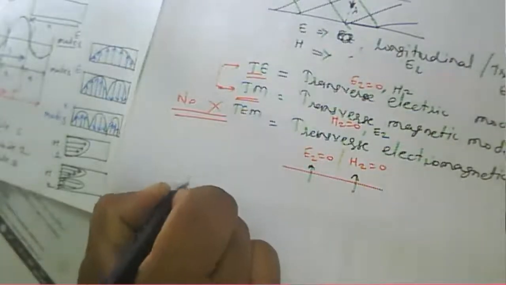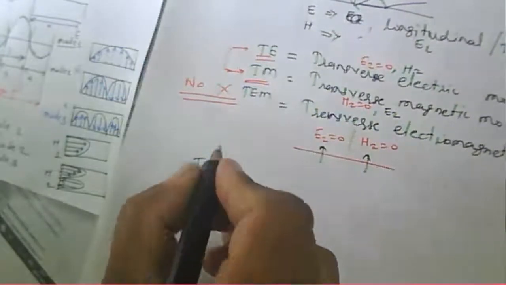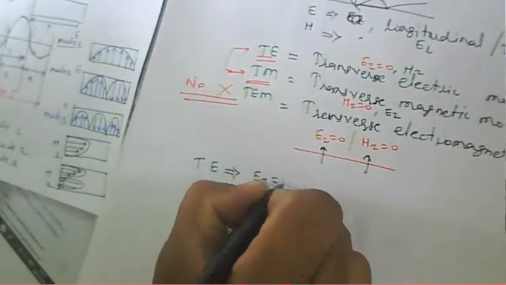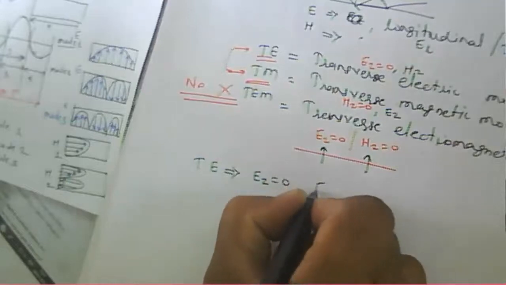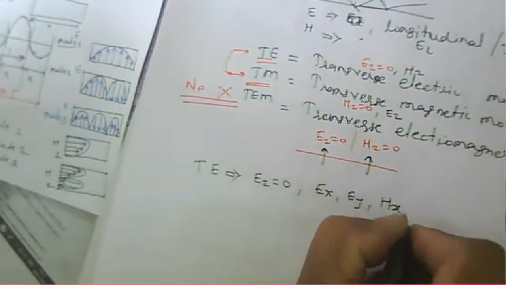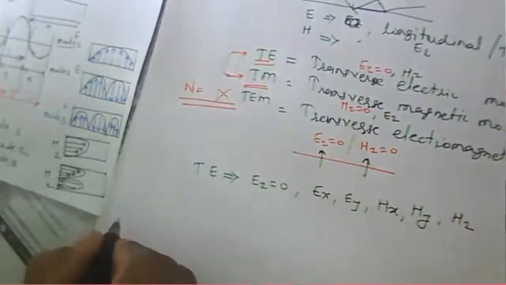So now, what are the modes? Let me consider a TE mode. In the general case, what happens? In TE mode, Ez is equal to 0. And what about the other components? All other components are present: Ey, Hx, Hy, and Hz. All these components are present.